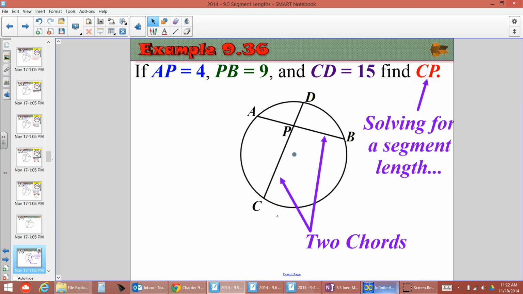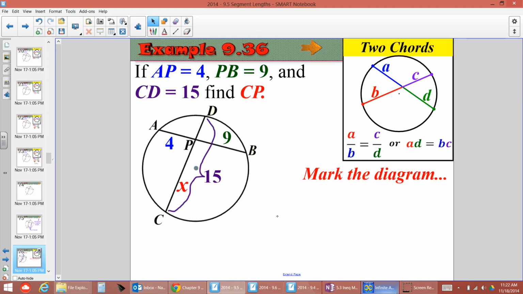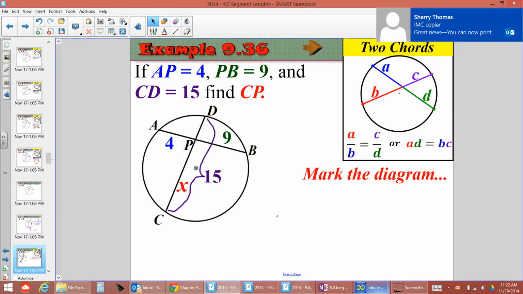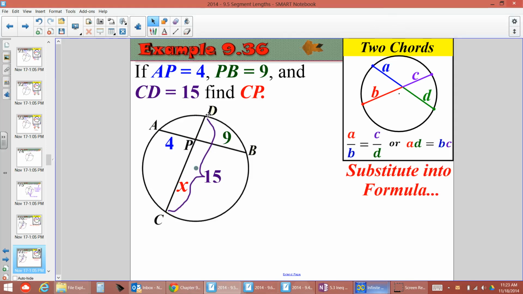That means I'm going to look at the chords, and I'm going to plug them into my situation. I've got, ooh, this one's interesting. This is what I want. It's x. I know the whole part is 15. Okay, I set it up into the formula.